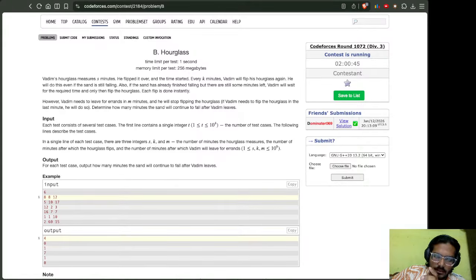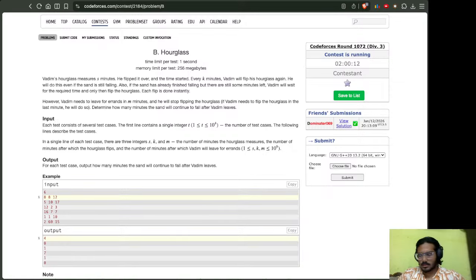There's a 5 minute window, and he flips after every 10 minutes. So in 5 minutes the sand has settled, an extra 5 minutes also passed, after 10 minutes he flips. Okay, then he leaves after 17 minutes. So after 10 minutes, in 5 minutes it would have finished, and he will wait for 2 minutes after the hourglass finishes and then he leaves. So 0 minutes should remain. Great.